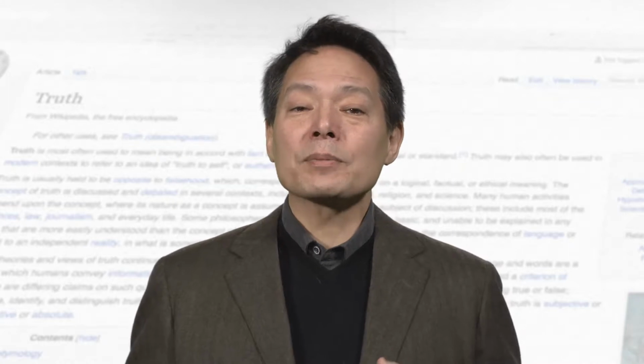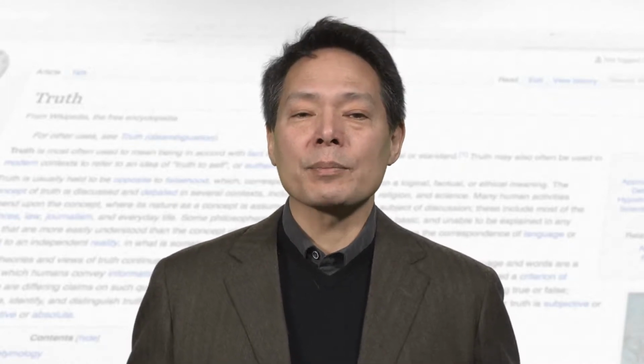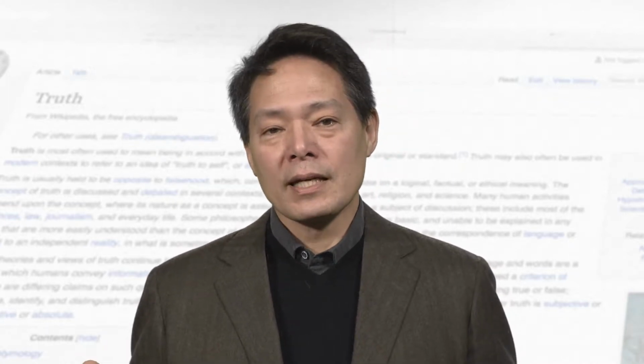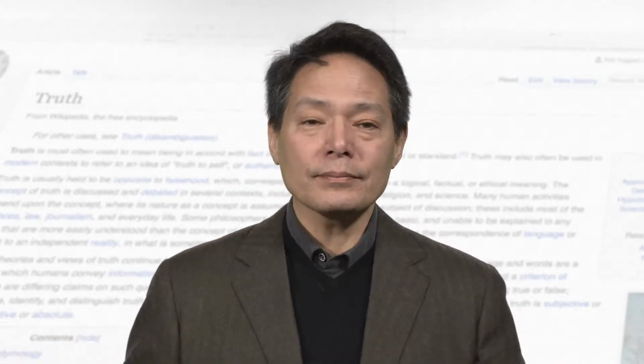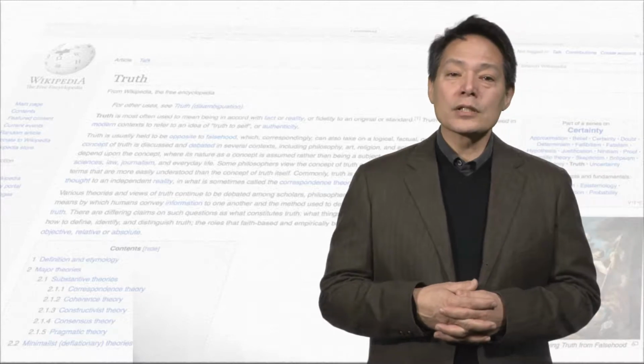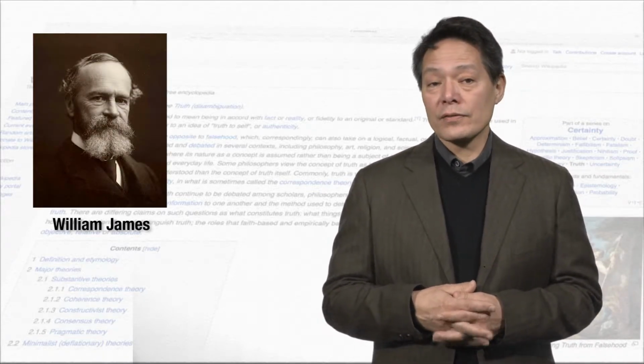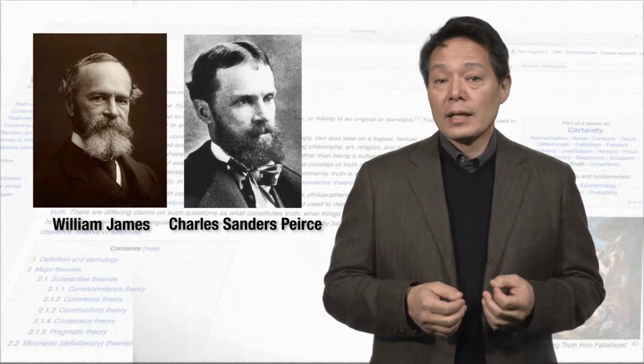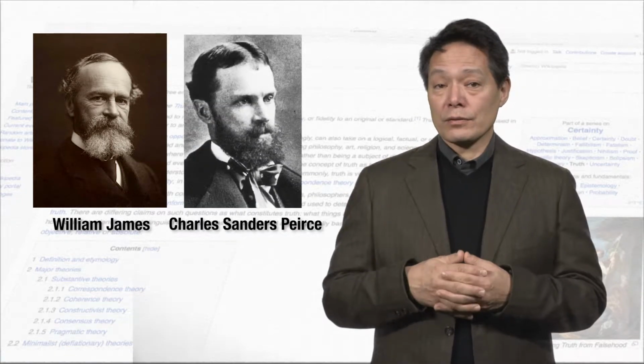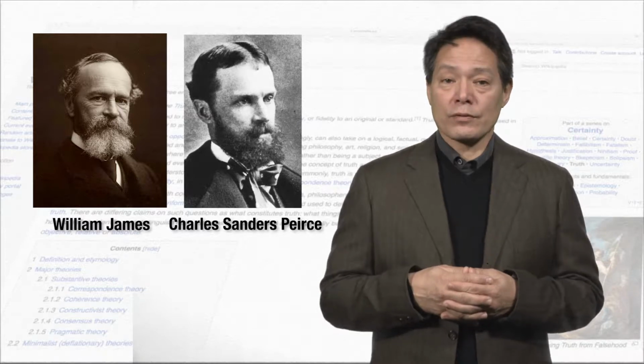But for now, let's put the complicated relationship between subjective experience of events and events as they presumably really are aside. The second meaning of truth is also a subjective one. According to the psychologist William James and the philosopher Charles Sanders Peirce and their pragmatic notion of truth, truth is what works for a person.